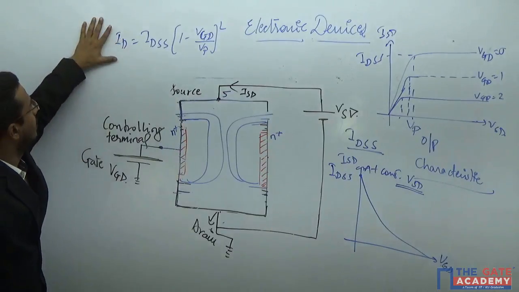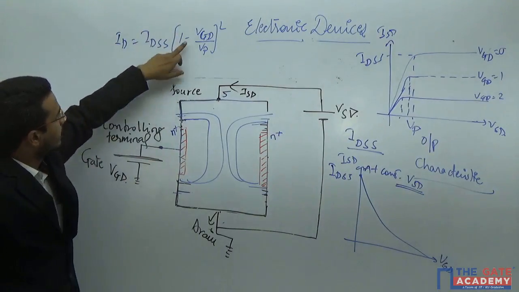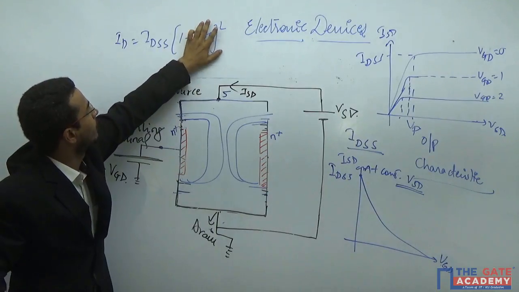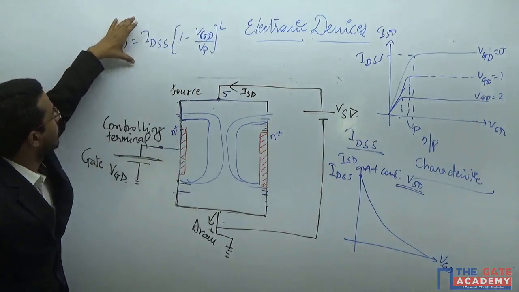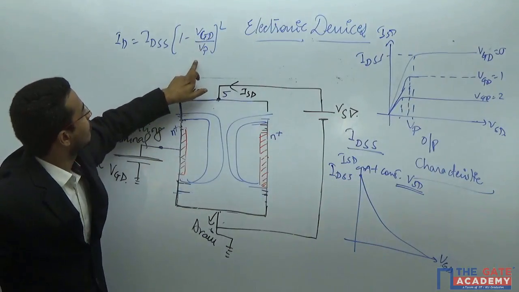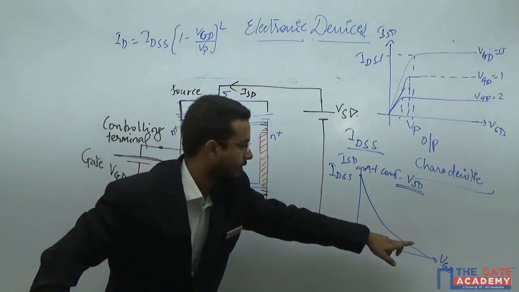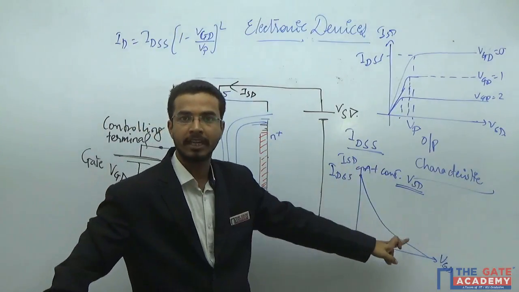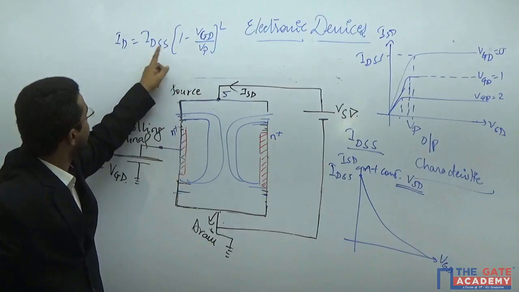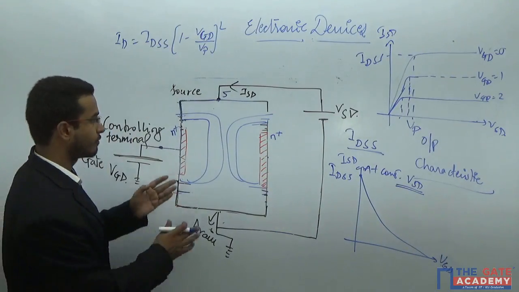Now see here what is happening. If the VGD value is 0, this portion is 0 and the current will be IDSS, which is maximum. If the VGD value is VP, this value will become 0 and the current will become 0, and it is this. And it is parabolic in nature because the current and voltage relationship is a parabola. And that is all about the working principle of the JFET.